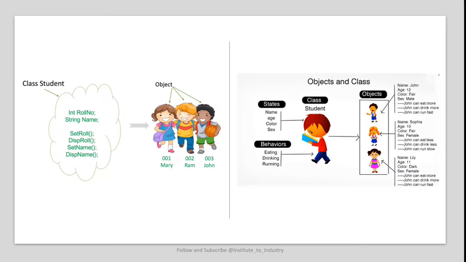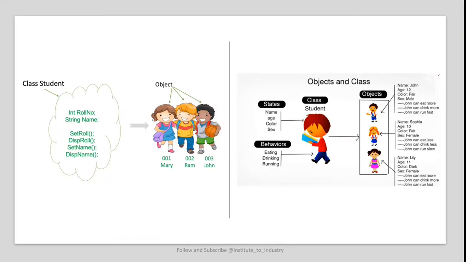If you see the objects, there are three different persons called John, Sophia, Lily. They are the objects accessing that student blueprint, that is a class, and they have their behaviors. When they have those behaviors, then only they will become an object of that particular blueprint. Okay, so we are going to see what are the features of using this object oriented programming approach in the next slide. So John is a person and he is 12 years old, and he can eat more, drink more, run fast. So these are his behaviors.